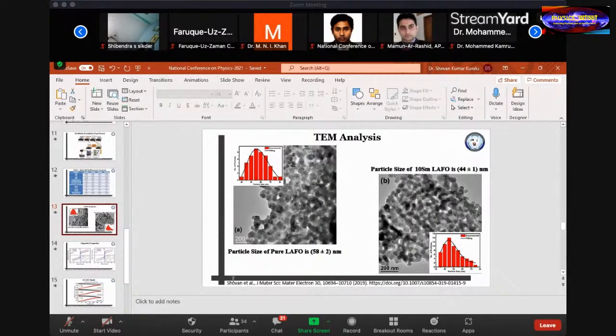Okay. Thank you. I have a question: what is the basis of the enhancement of magnetization with samarium doping? Can you explain it? Sir, actually this depends on the bond angle. With increasing samarium doping, we found that the bond angle was increasing, and the bond length was decreasing. This can be the reason for the enhancement of the magnetization.